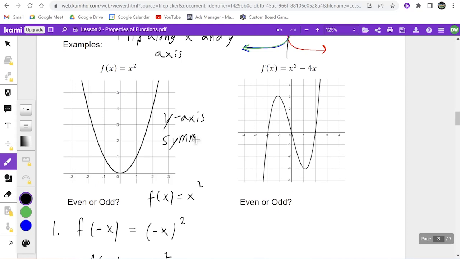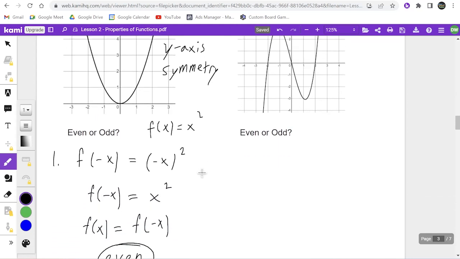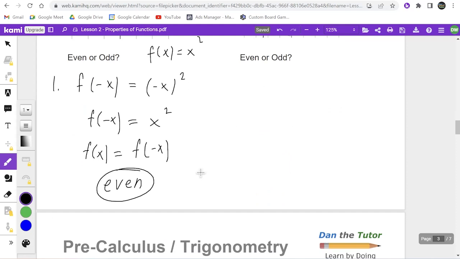Y-axis symmetry. Great. Now you'll notice I said it was a multi-step process and I only did step one. Yeah, I got lucky. I got to stop at step one because it was even. If it's not even, you got to go to step two, and if it's not odd either, you got to go to step three. You know what I mean? So we got lucky here. Because it was even, you only needed one step.